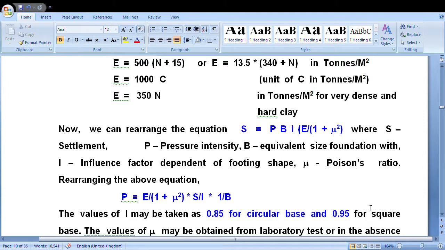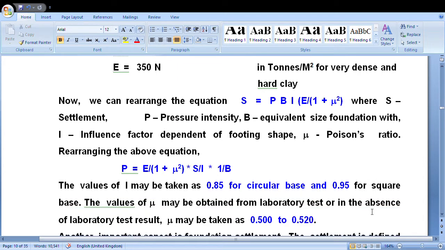Otherwise, for a rectangle, say 2 meter by 4 meter, if we consider B as 2 meter, our settlement will be much less. And if we consider 4 meter as the width, then it will be almost double. So we should convert this rectangular base to either a circular base or a square base.